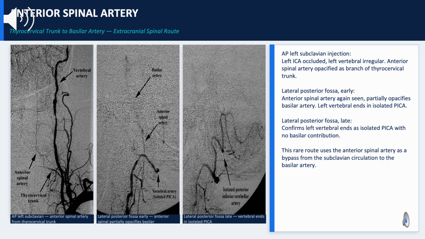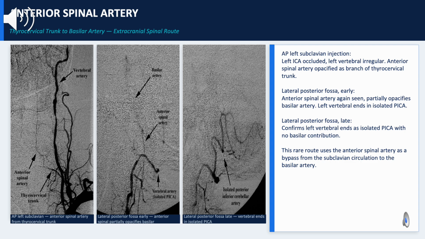The anterior spinal artery route to the basilar artery is the most indirect and least well known of all the extracranial cerebrovascular collaterals. In this case, the left ICA is occluded and the left vertebral artery is irregular. Critically, the left vertebral ends as an isolated PICA and does not contribute to the basilar artery. The thyrocervical trunk anterior spinal artery basilar pathway provides the only basilar artery supply available.